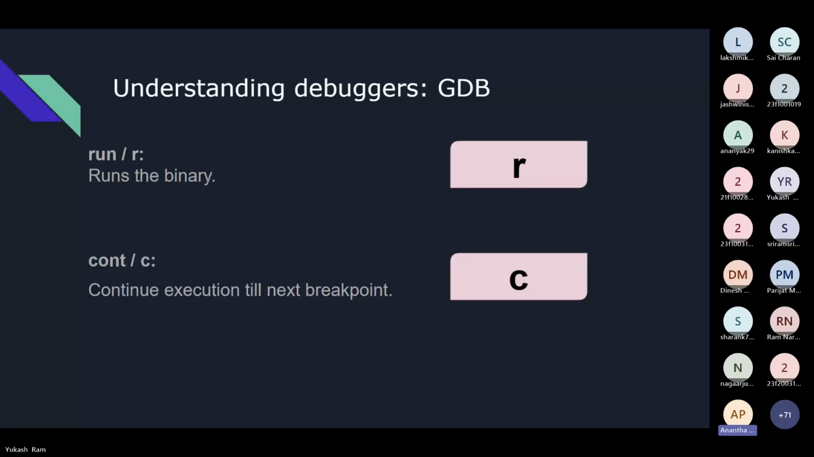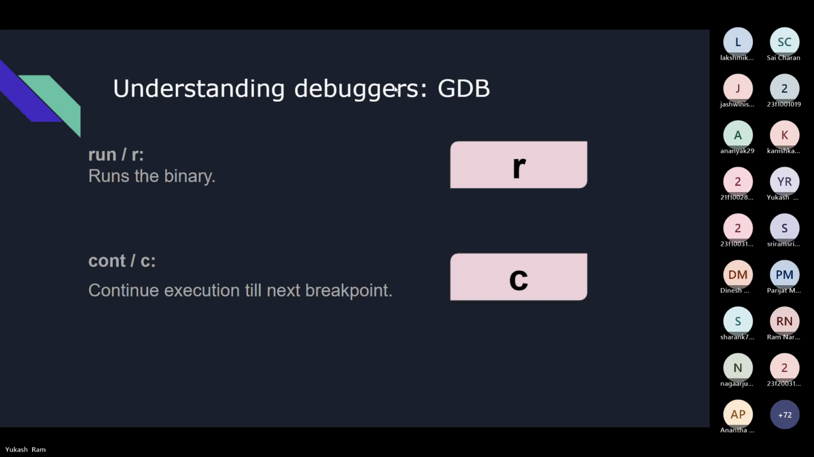I'll see at the end. So for now, I'll just explain. What does run do? Run, or simply putting r, just runs the program. Suppose you have a line of code where you want to take an input, it just runs and goes to that line and asks you for the input, and you can enter it. If you keep on running the program, it will run towards completion.